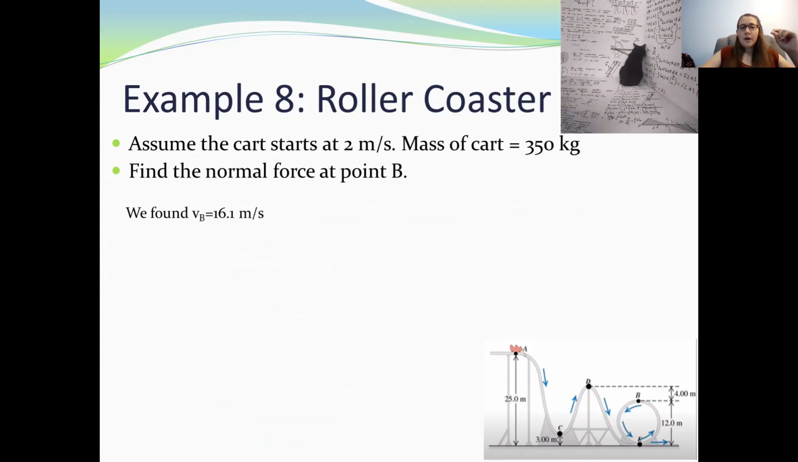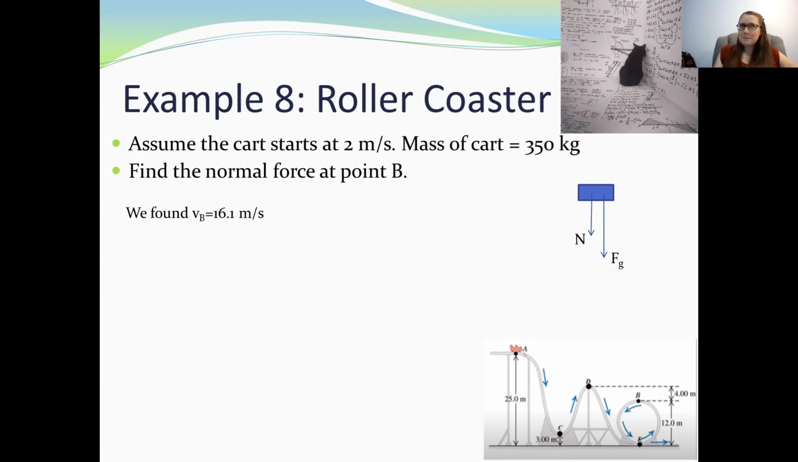Okay, so we found the velocity or the speed at point B to be 16.1 meters per second. We're just going to assume that our calculation was correct because it seemed plausible. All right, so here's our cart. At point B, we know it has the force of gravity pulling down towards the center of the Earth. But in this case, the normal force is sort of weird because this cart is not sitting on top of the loop at point B. It's sitting underneath the loop at point B.